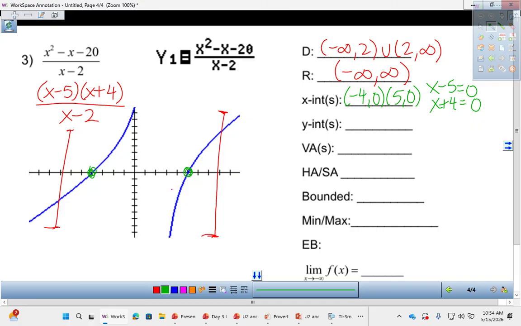And it looks like my y-intercept is right here, which is 0, 10. It's like the top tick mark. So you can see it in the calculator where the graph hits the y-axis, or you can plug 0 in for all of the x's. So 0 squared minus 0 minus 20 over 0 minus 2. So it becomes negative 20 over negative 2. But you can also read that from the graph.